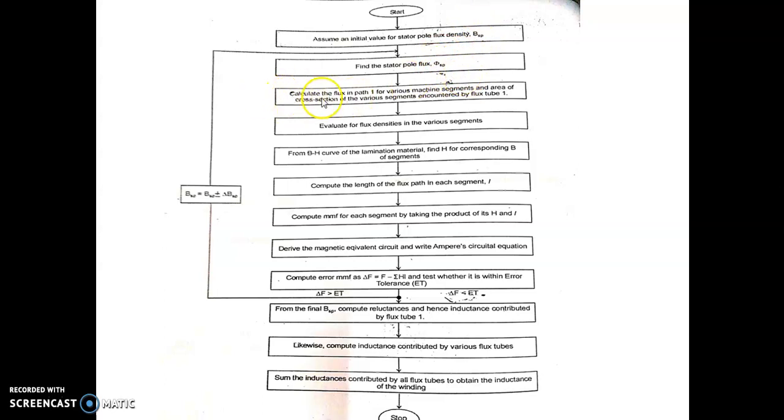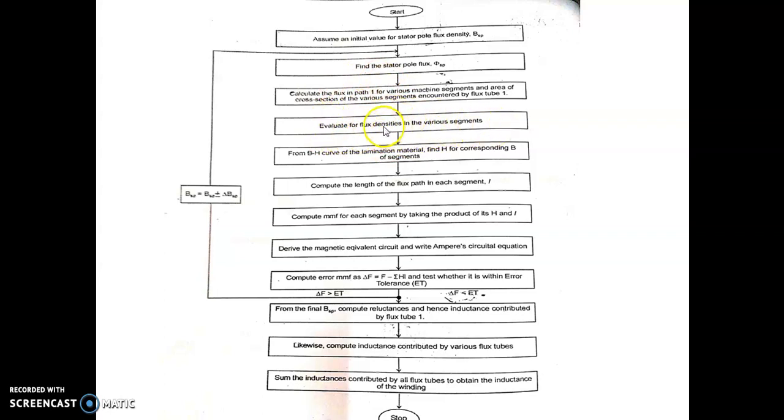The third step is to calculate the flux in path 1 for the various machine segments and the area of cross section of various segments encountered by flux tube 1. Now we have calculated the total flux density and the total flux, and in the third step we are calculating for path 1 alone for different segments like the yoke, rotor back iron, stator back iron, etc. We have to calculate the flux path as well as the area of cross section, and based on this we have to calculate the flux. For the fourth step, we have to evaluate the flux densities in the various segments.